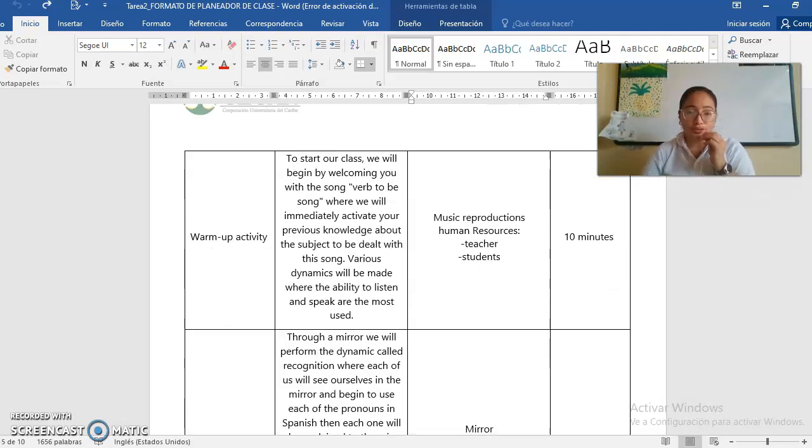Warm-up activity. To start our class, we will begin by welcoming you with the song verb to be, where we will immediately activate your previous knowledge about the subject. With this song, various dynamics will be made where the abilities of listening and speaking are the most used. Resources: music reproduction, human resource, teacher and students.